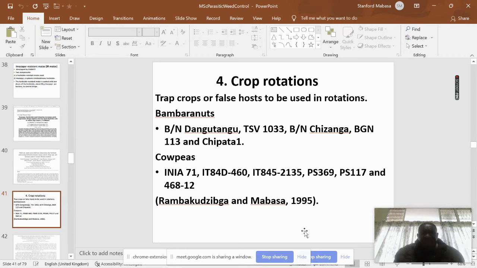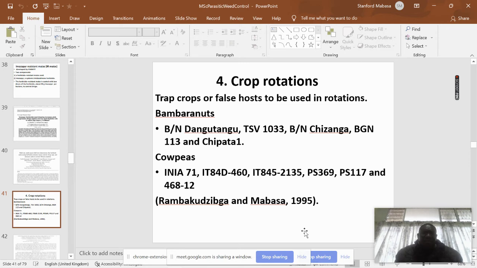Crop rotations. There are some crops which produce germination stimulants and cause the parasite to germinate, but the parasite will fail to get attached to the trap crops. And this can actually reduce the Striga seed bank and makes it safe for maize and sorghum to grow.